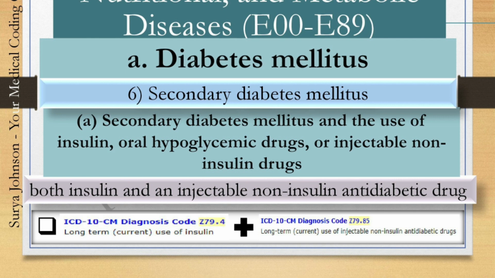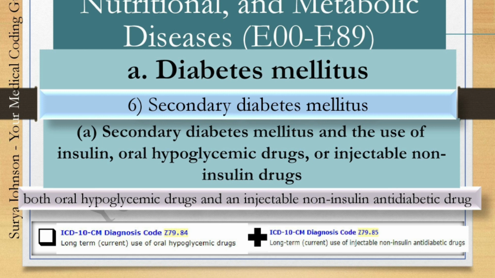Then the other scenario: both insulin and an injectable non-insulin anti-diabetic drug. In this scenario, you'll code Z79.4 along with Z79.85. I'm not going to explain the meaning of the codes because it's the same thing we already saw. So you'll code both of these along with the secondary diabetes mellitus. The third one that we already know, both oral hypoglycemic drugs and an injectable non-insulin anti-diabetic drug, you'll be coding Z79.84 and Z79.85, likewise. So this is the pattern you should be coding.